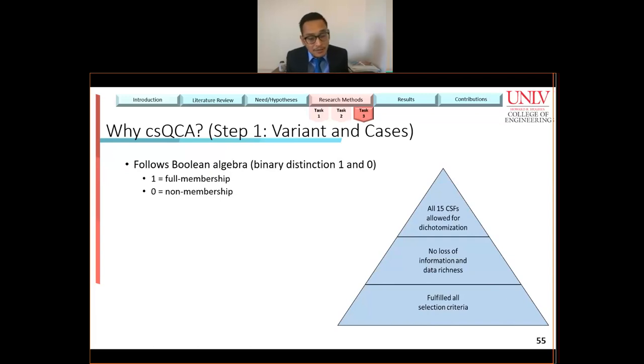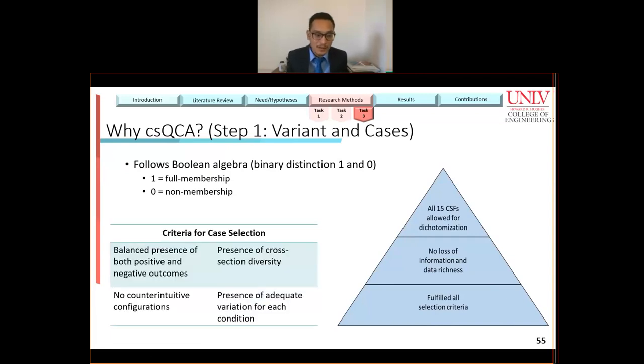So what are these selection criteria, you ask? These are the selection criteria. First was to have a balanced presence of both positive and negative cases. Criteria number 2 was to have no counterintuitive configurations as much as possible. Criteria number 3 was to have a presence of cross-section diversity in the data. And criteria number 4 was to have a presence of adequate variation for each condition.